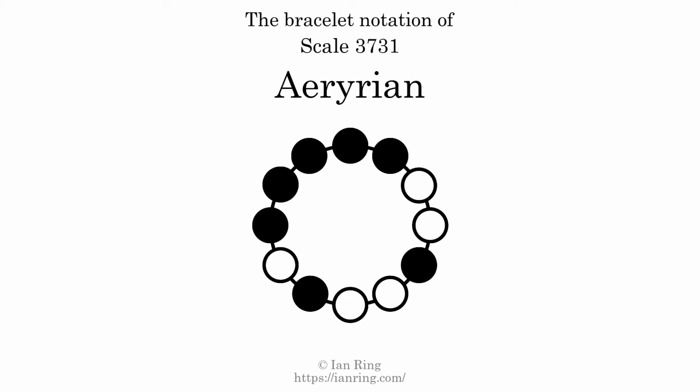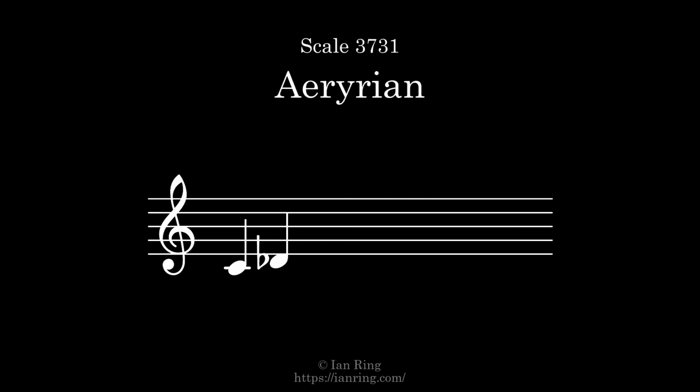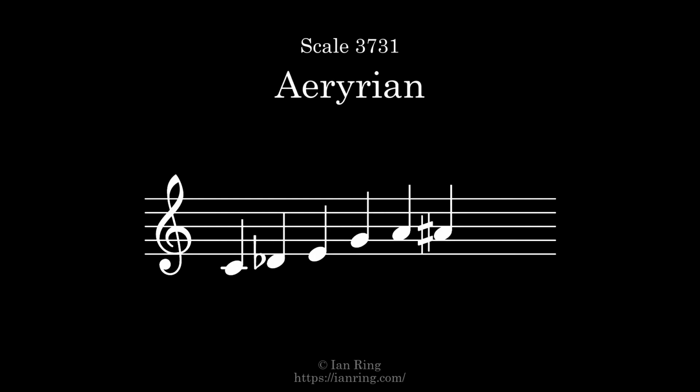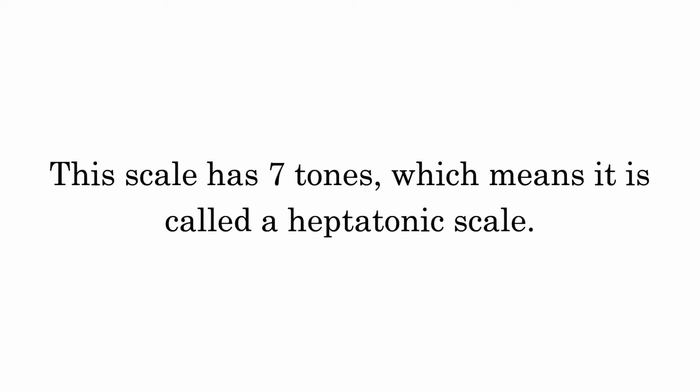3731, Aeryrian, which sounds like this. This scale has 7 tones, which means it is called a heptatonic scale.